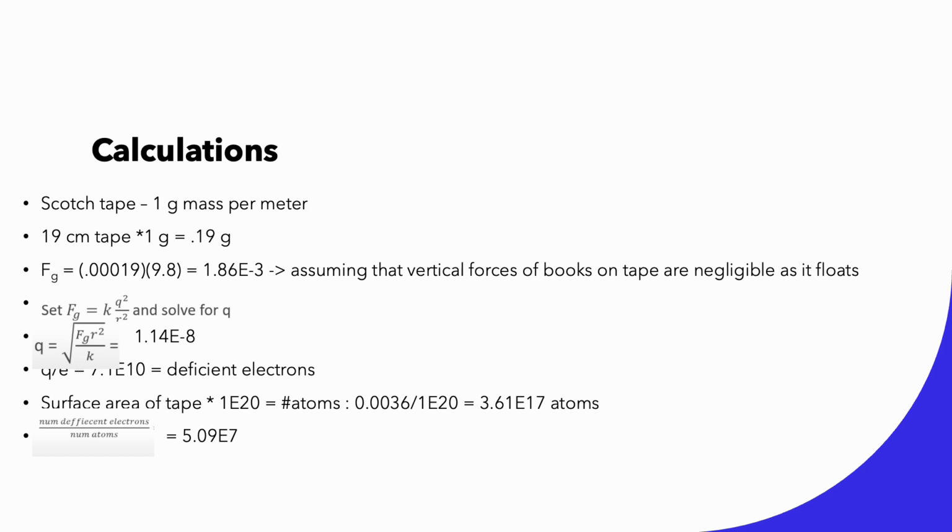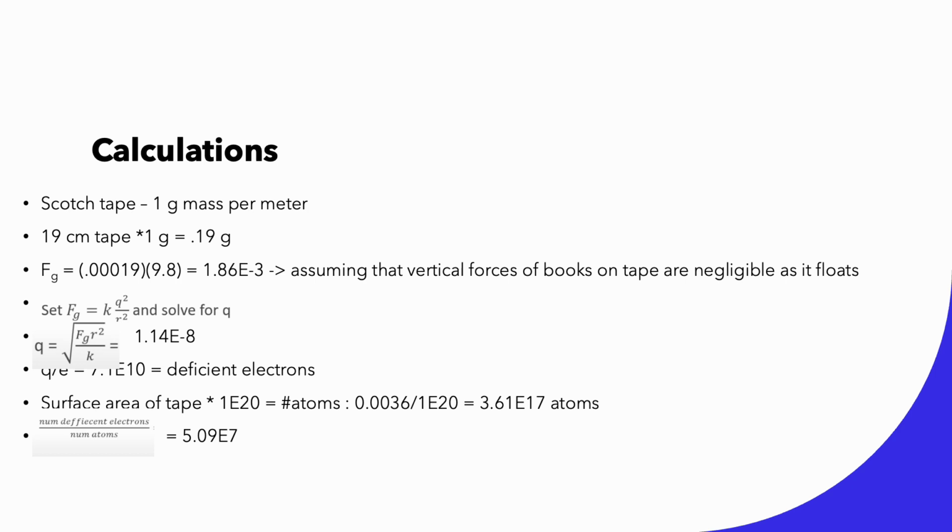And then we set the gravitational force equal to kq squared over r squared and solved for q. Q was found to be 1.14 times 10 to the negative 8th power. And then to find the number of deficient electrons, you just divide the charge Q by the charge of an electron. So that was equal to 7.1 times 10 to the 10th power. So that's the number of deficient electrons.